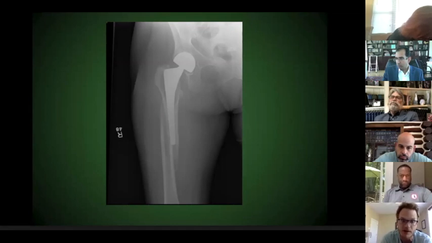So the implant looks well fixed. I think this is a Vancouver B1, and I would attempt to fix this with a proximal femoral locking plate.